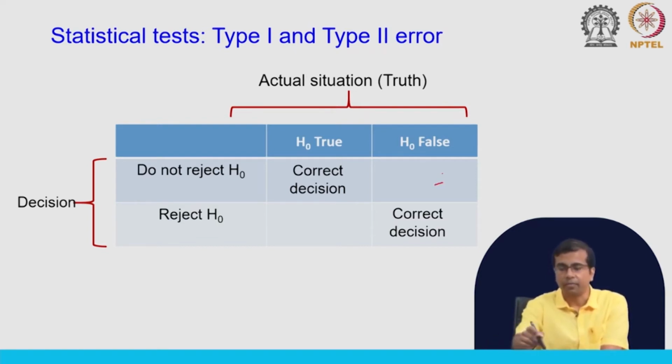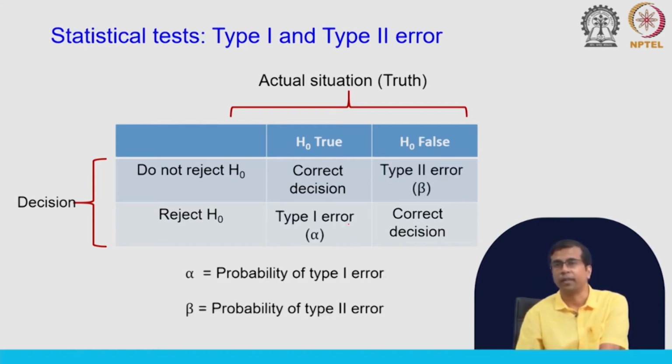So, the first one here, H naught false, do not reject H naught. Even though H naught is not true, the statistical test is not rejecting H naught. Similarly, when H naught is true, it is falsely rejecting H naught. So, these two are errors, the statistical test is making some error.